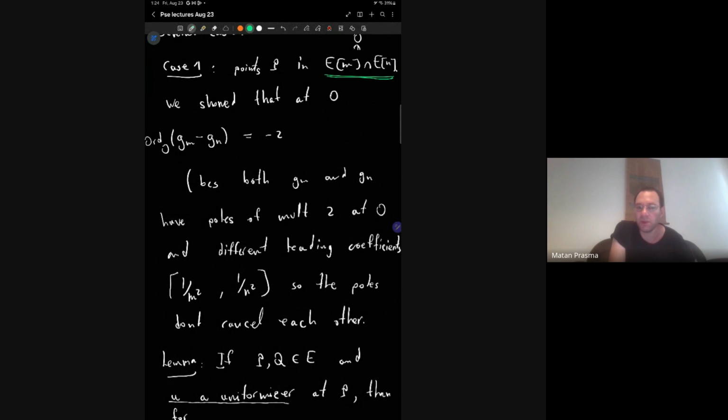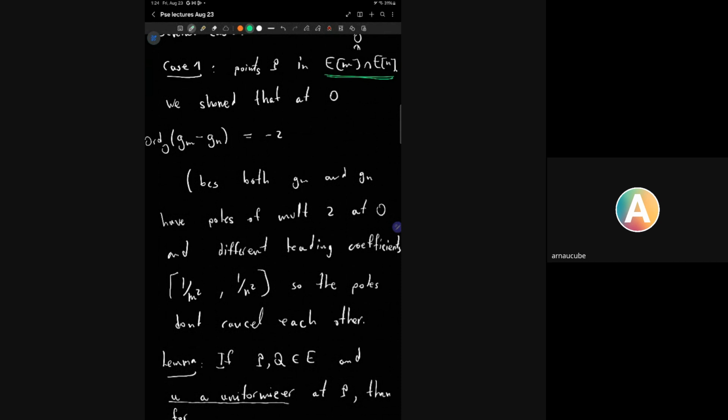Any question about this part? Thanks a lot for the overview. It has been very helpful.